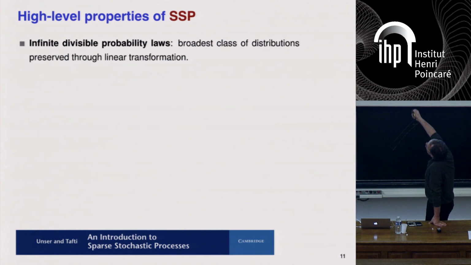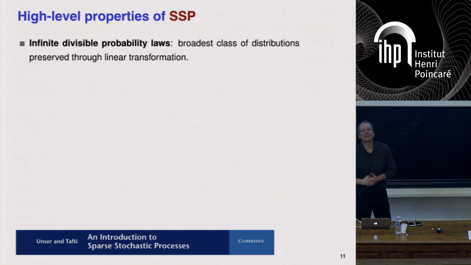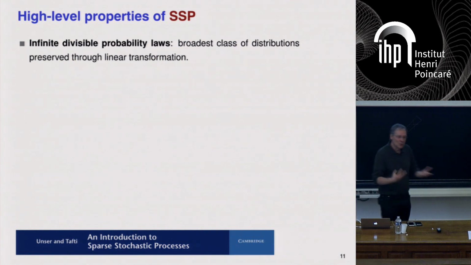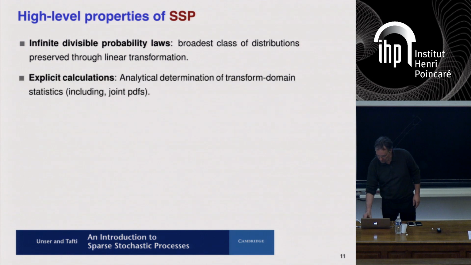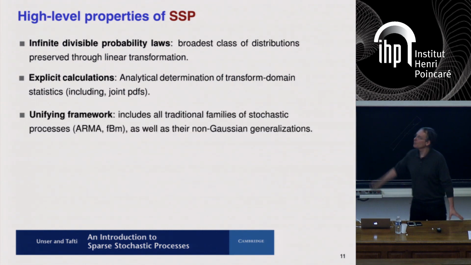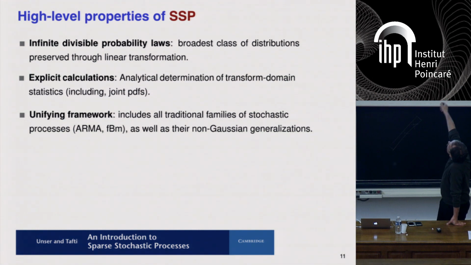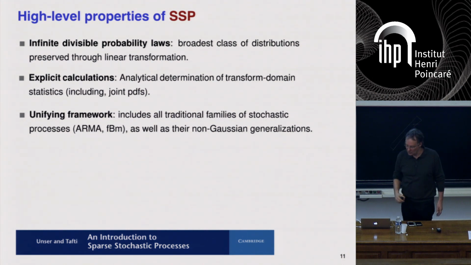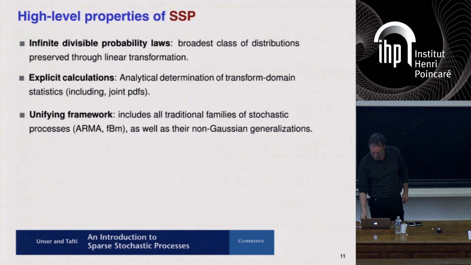What are the high-level properties of sparse stochastic processes? They are infinite divisible. In fact, it's the broadest class of distributions or processes that are closed under linear transformations, and linear transformations are what we do in signal processing. Now we can do explicit calculations, so we can determine the transform-domain statistics of those guys. We have to do lots of Fourier transforms, but it can be done. It's a unifying framework because it includes all traditional families of stochastic processes, ARMA, fractional Brownian motion, as well as all their non-Gaussian generalizations. And those guys live in the continuous domain.